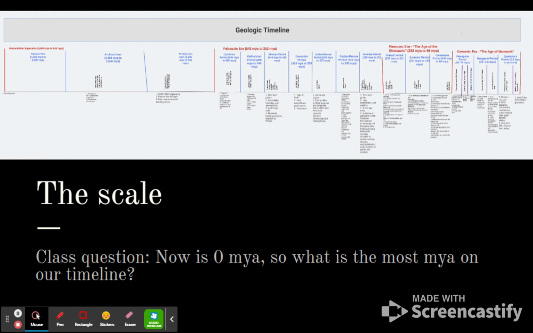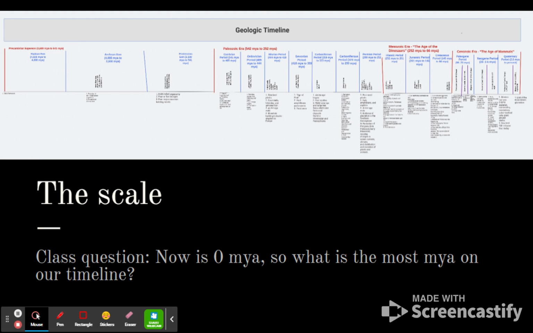If now is 0 million years ago, what is the most million years on our timeline? So if right now is at 0, what was the max number of million years ago that we had on the timeline? Jason. So technically, it'd be 4,600 million years ago. Okay, you gave me the overall right answer. It's the number on your scale. Six. That's the next part I was going to ask.